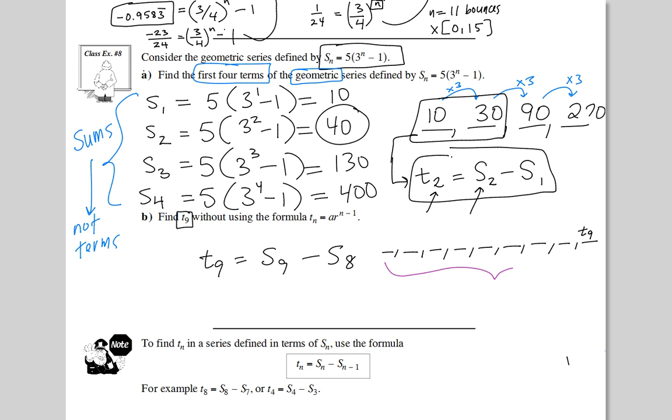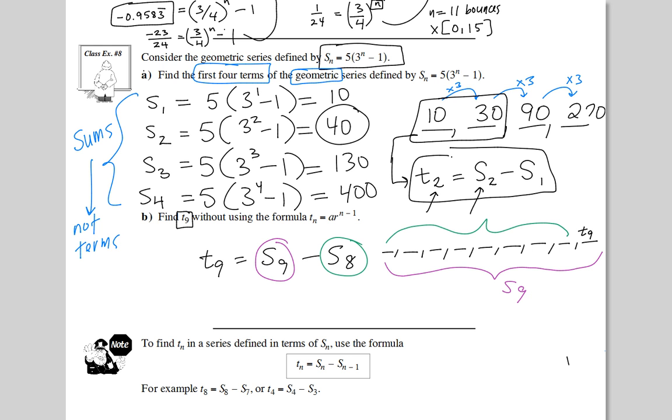All those terms added up is S9. That's this. All of S8 is just off there. So if you take the addition of all 9 terms, take away the addition of all 8 terms, you get that 9th term. Okay?